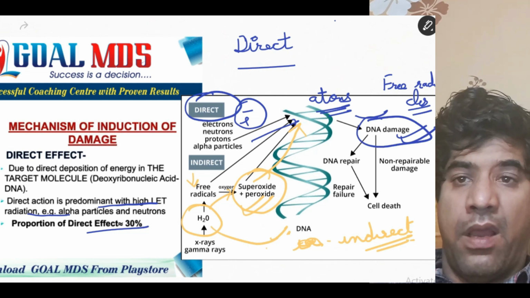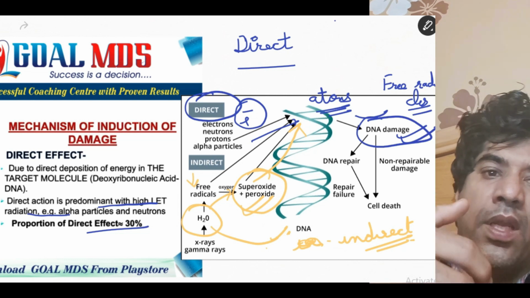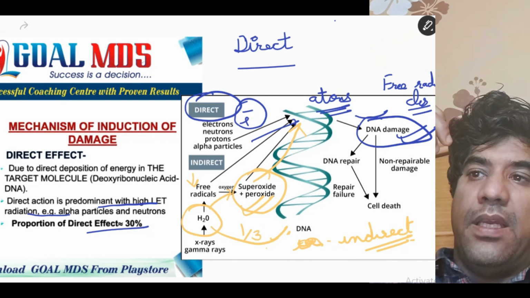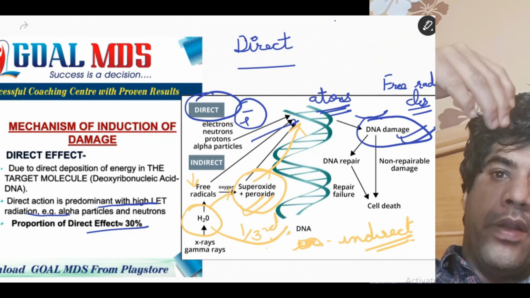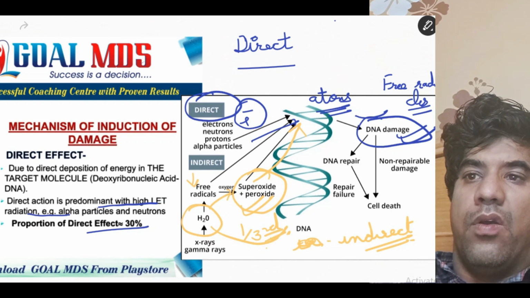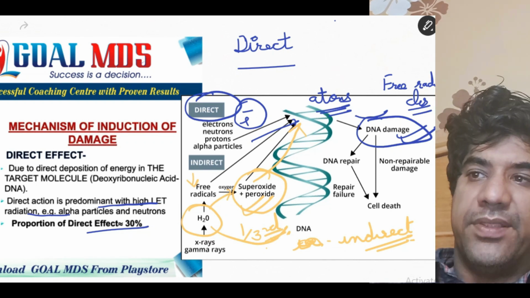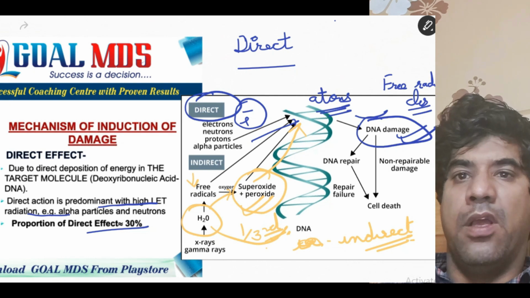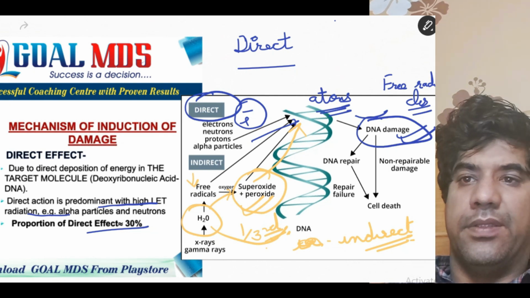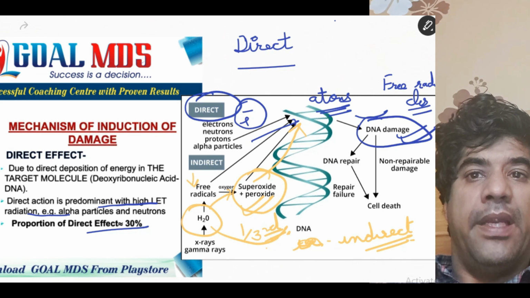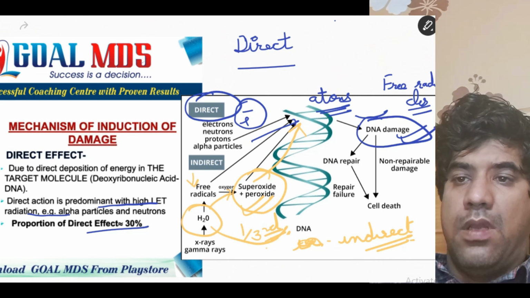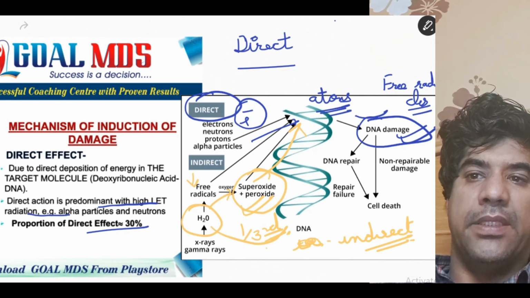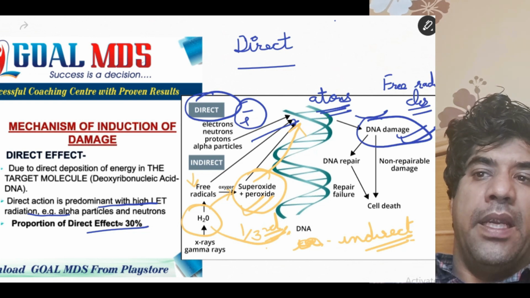So in indirect ionization, what you will see is the photon reacts with the cellular water. The energy absorbed by that water molecule will form ion pairs. These free radicals will interact with the cellular atoms, damaging the cellular proteins. That is why it is known as indirect ionization. Remember, about two-thirds of the radiation-induced biologic damage results from the indirect effect.